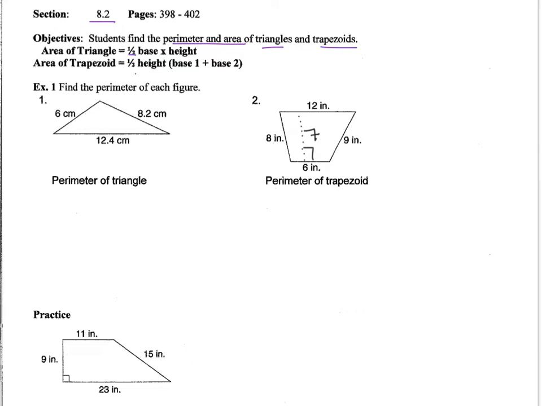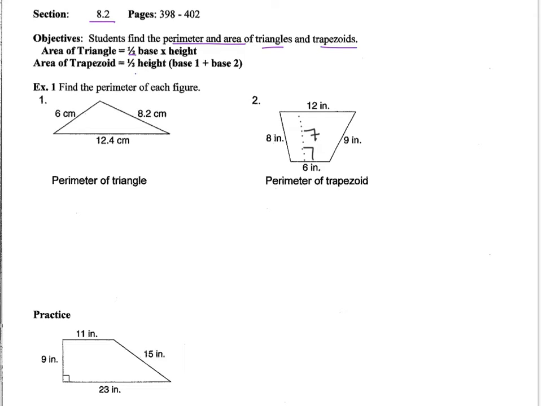Because if I put two triangles together, I would make a parallelogram. So a triangle is half of a parallelogram. The same is true for the trapezoid. If I put two trapezoids together, I would make a parallelogram. So that's why they both have the half in their formula.